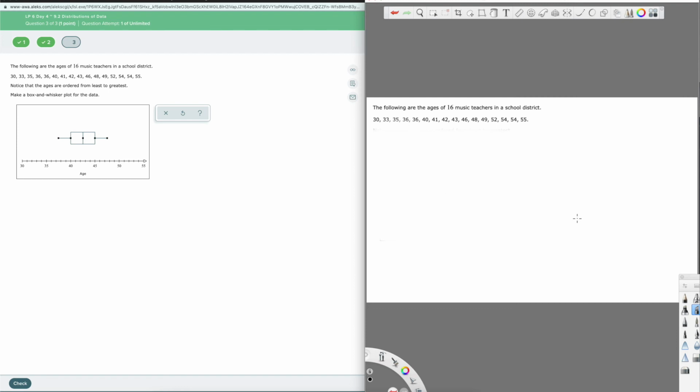So we still want to identify the 5-number summary. In this one, the interquartile range, we're not necessarily going to note that anywhere. But we do need to know the minimum. And we need to know the maximum.